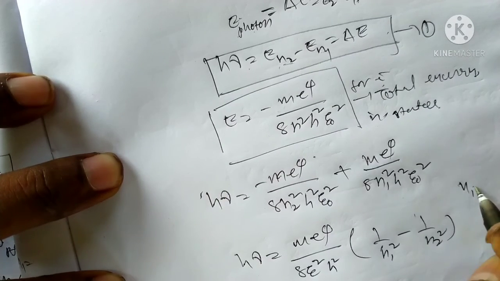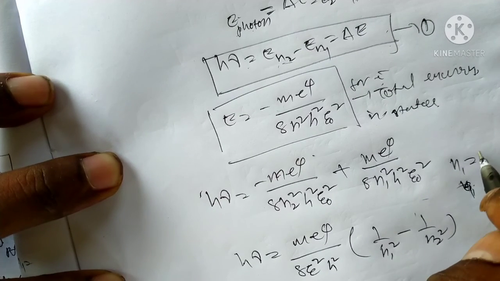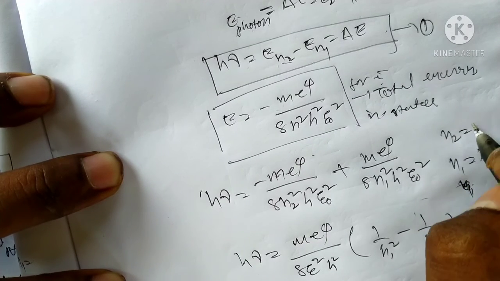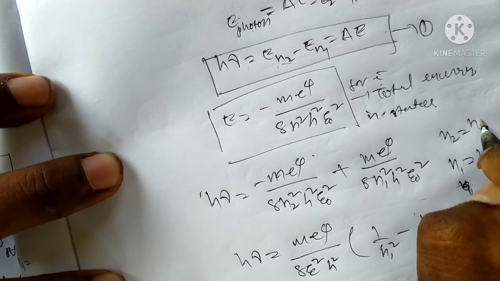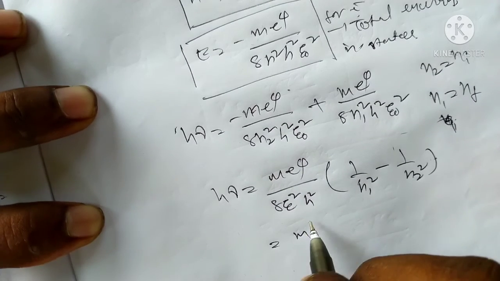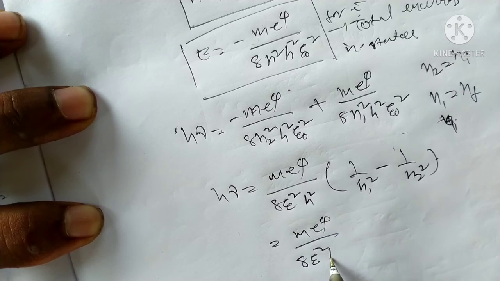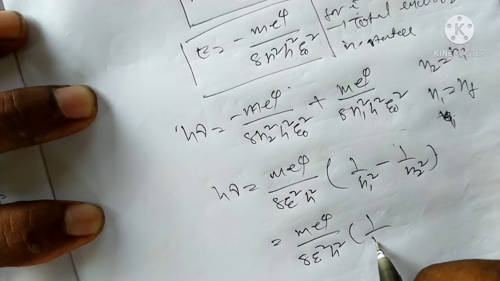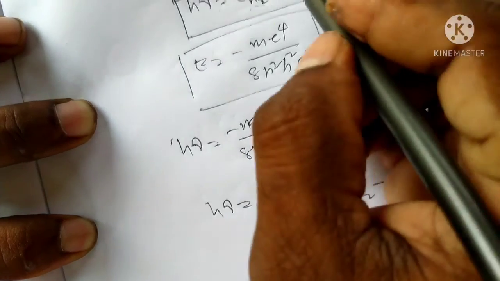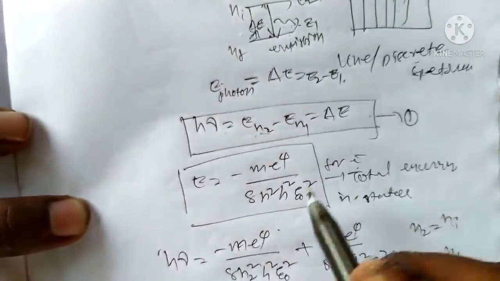Here n1 is equal to nf, the final state, and n2 is equal to ni. This equation can be written as minus m e to the power of 4 by 8 epsilon square h square, times 1 by nf square minus 1 by ni square. That means it is the first energy, second energy, nf and ni, as you wish. You can take any one.